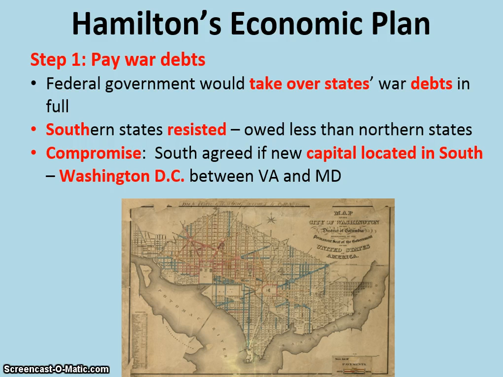So they debated this a little while, and of course they came to a compromise, which they always seem to be able to do then. And that is that the South agreed if the U.S. would place its new capital in their area, in the territory. So they chose Washington, D.C., and they placed it between the states of Virginia and Maryland.